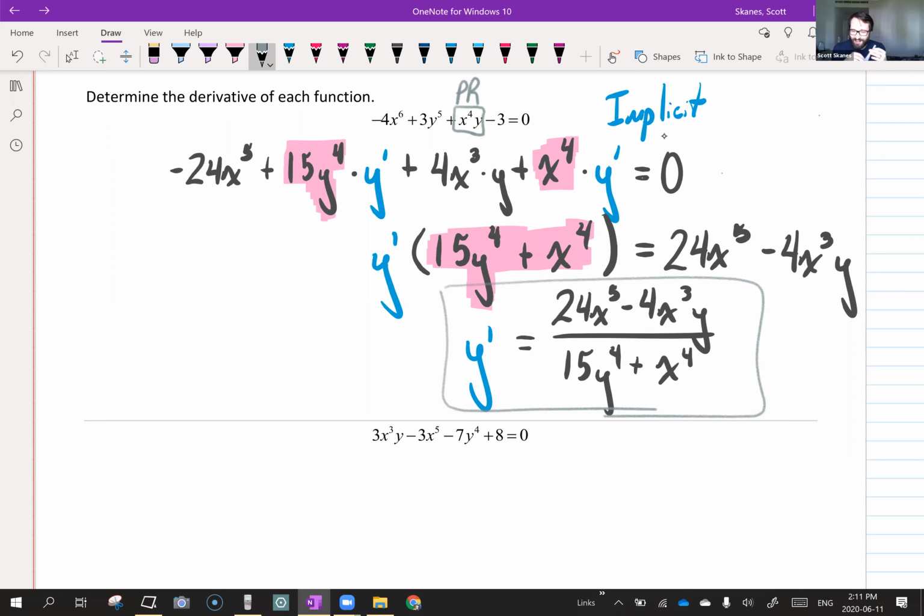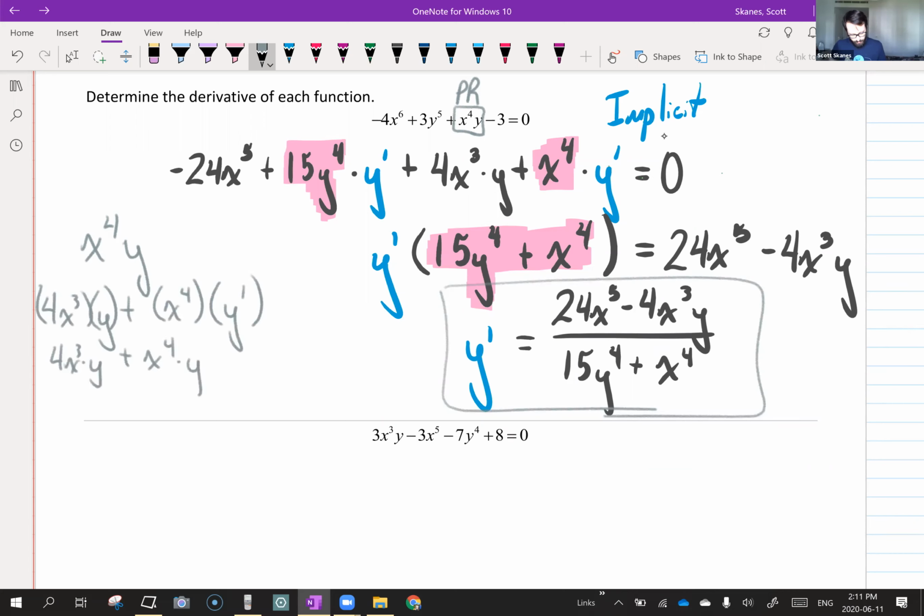Yeah, thank you. Why do you have 4x cubed and x to the power 4 and 2 y's? Let me see. Okay. So I got the derivative of this, which is the product rule. So I do the derivative of the first one times the second one plus the first one times the derivative of the second one, which is what I wrote: 4x cubed times y plus x to the power 4 times y prime. Product rule.